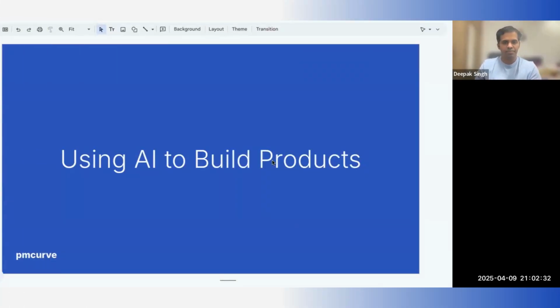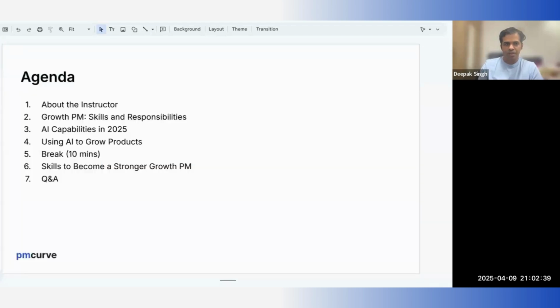I think in today's session, we are going to discuss using AI to build products. Now, the agenda of the session is pretty simple. I'll start by talking about myself, which is about the instructor. We go into skills and responsibilities of growth PMs.